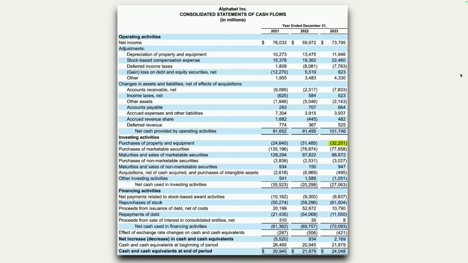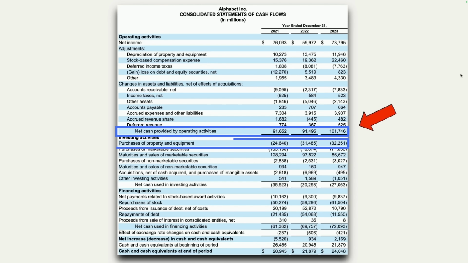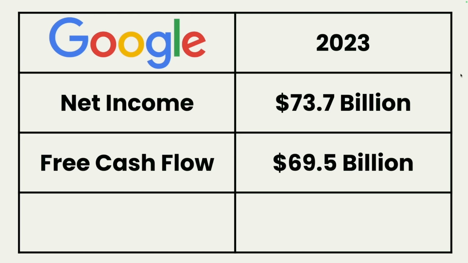So now we have everything we need to calculate Google's free cash flow. We simply take the company's cash flow from operations and we subtract out its purchase of property and capital equipment, aka capital expenditures. When we do that quick math, we calculate that Google generated free cash flow of $69.5 billion in 2023. So while according to accrual accounting, Google generated $73.7 billion in net income, when using cash accounting, Google only generated $69.5 billion in free cash flow.